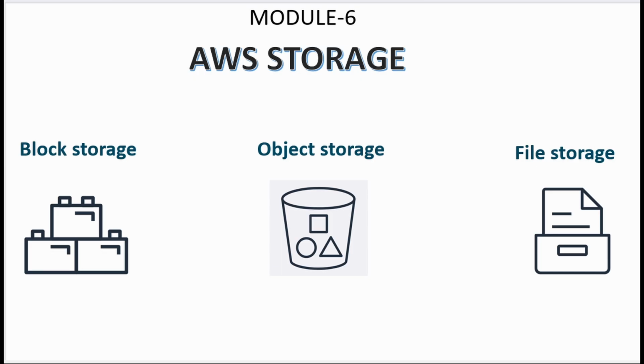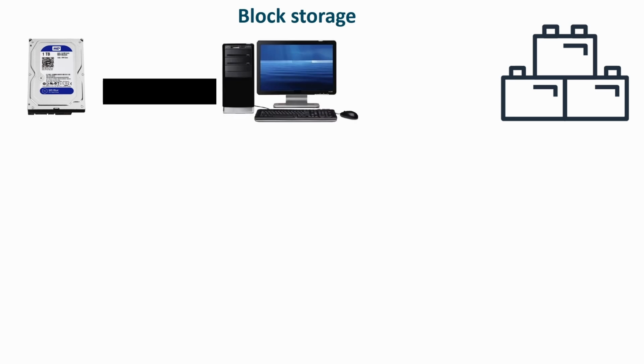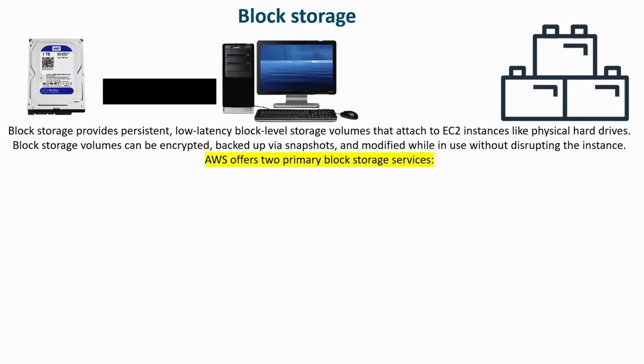Let's understand block storage. Think of block storage as a raw hard drive you would plug into your computer. It's fast, it's local, and it's dedicated to one machine. Block storage provides persistent low latency block level storage volumes that attach to EC2 instances like physical hard drives. Block storage volumes can be encrypted, backed up via snapshots, and modified while in use without disrupting the instance.